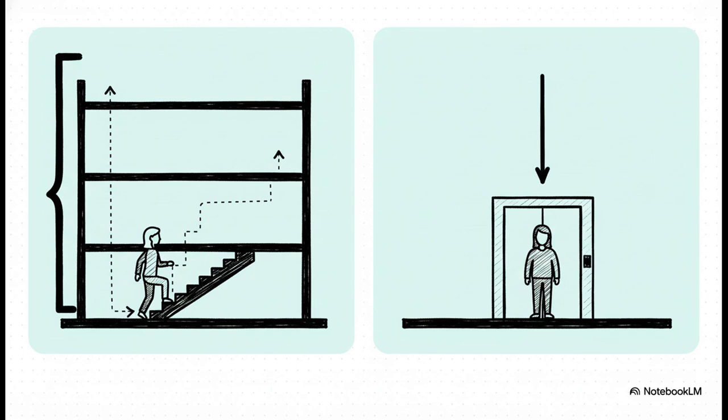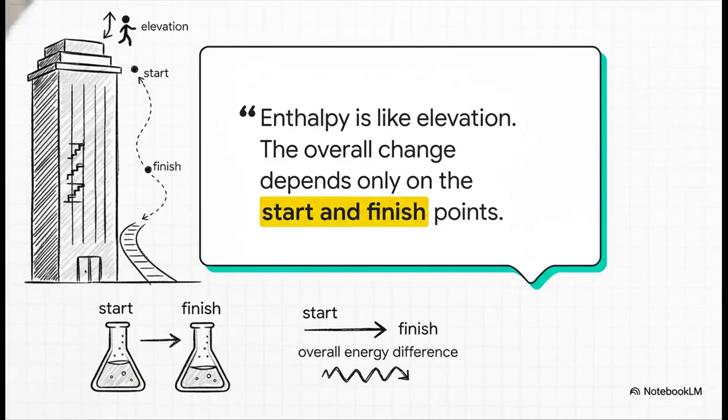Now, think about it. The distance you traveled is totally different, right? One path involves a lot more walking. But what's the one thing that is exactly the same for both paths? Your change in elevation. Either way, you ended up 2 floors higher than where you started. And that right there is the whole point. Enthalpy is just like that elevation. It's a state function. It only cares about your start point, your reactants, and your finish point, your products. The crazy chemical route you take to get there doesn't matter one bit for the overall energy change.